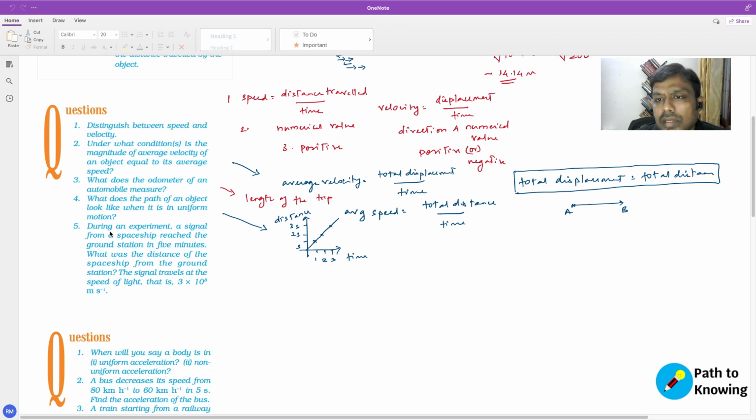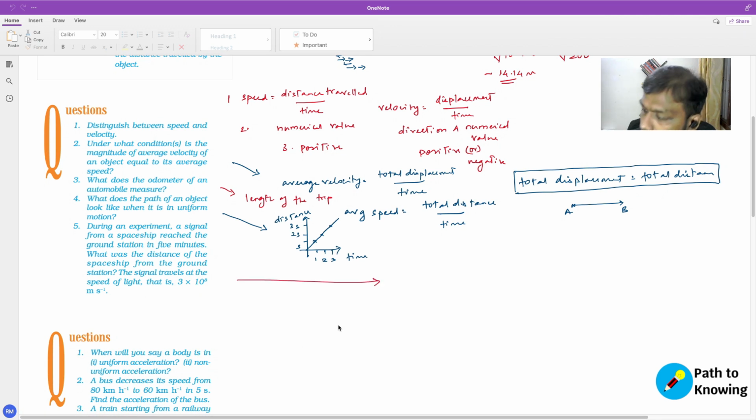Let's go to the next question. During an experiment, a signal from a spaceship reached the ground station in 5 minutes. What was the distance of the spaceship from the ground station? The signal travels at the speed of light, that is 3 times 10 power 8 meters per second. So let's use this.